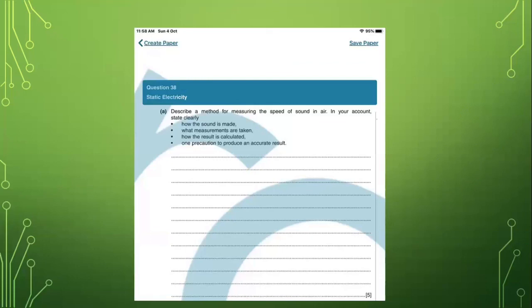One precaution to produce an accurate result is that we need to take multiple readings because human reaction time in starting and stopping the stopwatch is present. That's why we need to take multiple readings. Then we can increase and decrease the distance between the two people standing so that we can have multiple readings for the distance as well.